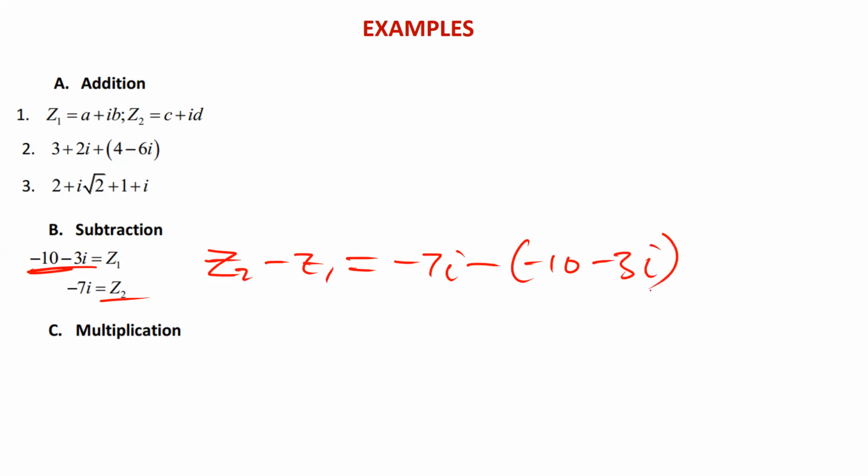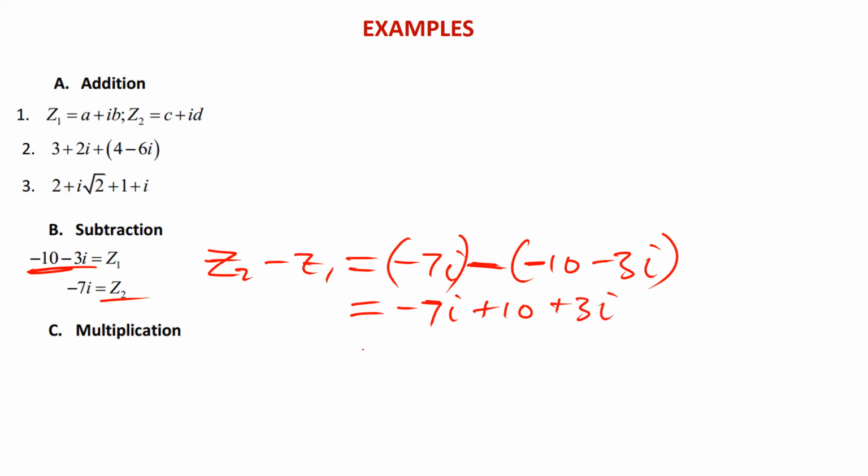So make sure that as you are replacing these complex numbers, you're always putting them in brackets. It helps. So we can now remove the brackets. We have negative 7i, then negative times negative 10 will give us positive 10. Negative times negative 3i will give us positive 3i.